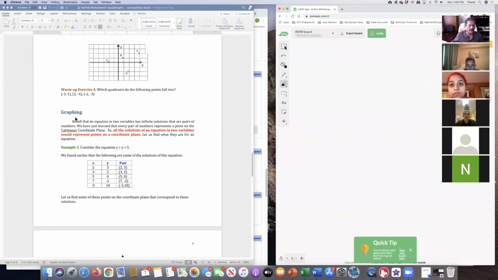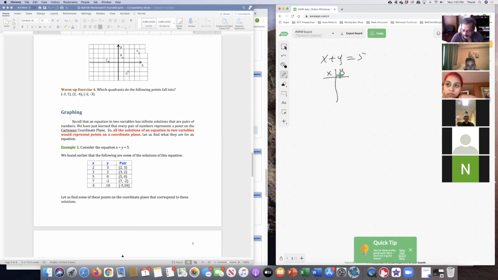The equation x plus y equal to 5, I'm going to explain using this example. Example is x plus y equal to 5. Now, this equation, I explained already, has infinitely many solutions. If you have one equation in two variables, you always have infinitely many solutions. So if I want to list a few solutions, I can put it in a table.